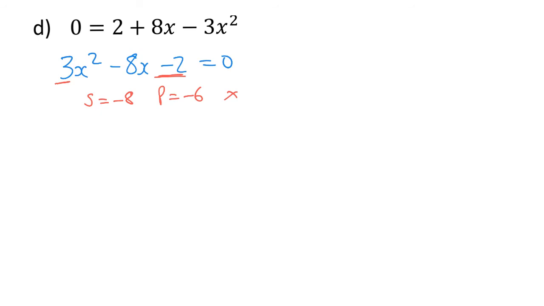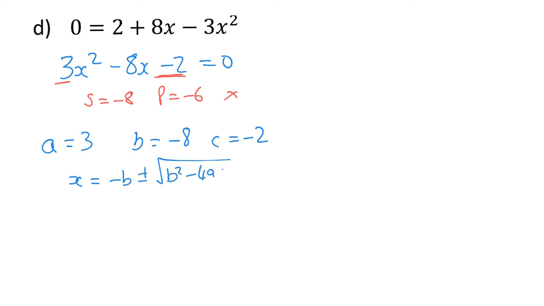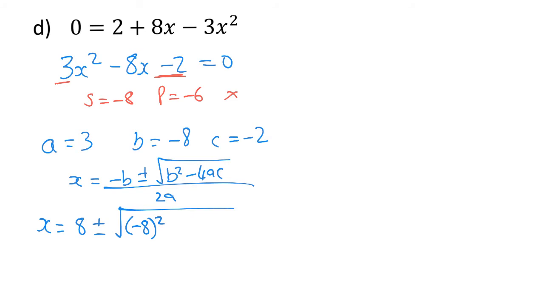So we've got to use the quadratic formula. So in that, a equals 3, b equals minus 8, c equals minus 2. The quadratic formula is x equals minus b plus or minus the square root of b squared minus 4ac all over 2a. Substituting in our values, we get x equals 8. So b is negative 8, minus b will be positive 8, plus or minus the square root of negative 8 squared. We put that in a bracket. Minus 4 times 3 times minus 2, all over 2 times 3.